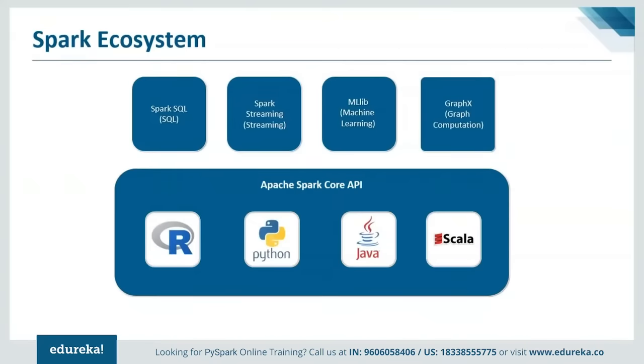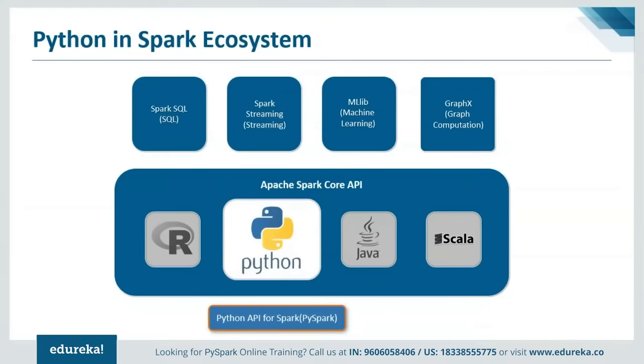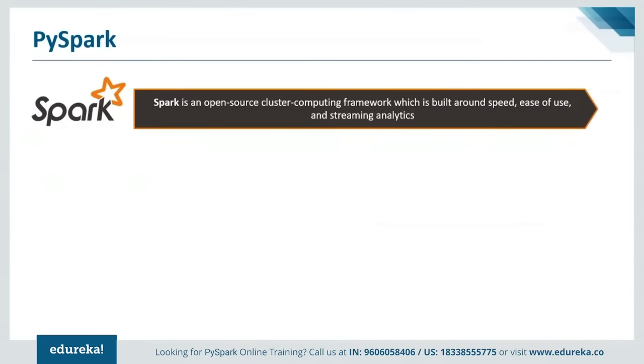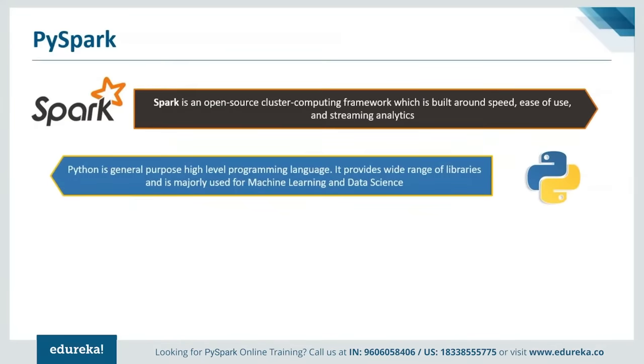And in today's session, I will specifically discuss the Spark API in Python programming language, which is more popularly known as PySpark. Now, you might be wondering why PySpark? Well, to get a better insight, let me give you a brief into PySpark. Now, as we already know, PySpark is the collaboration of two powerful technologies, which are Spark, which is an open source cluster computing framework built around speed, ease of use, and streaming analytics. And the other one is Python, of course.